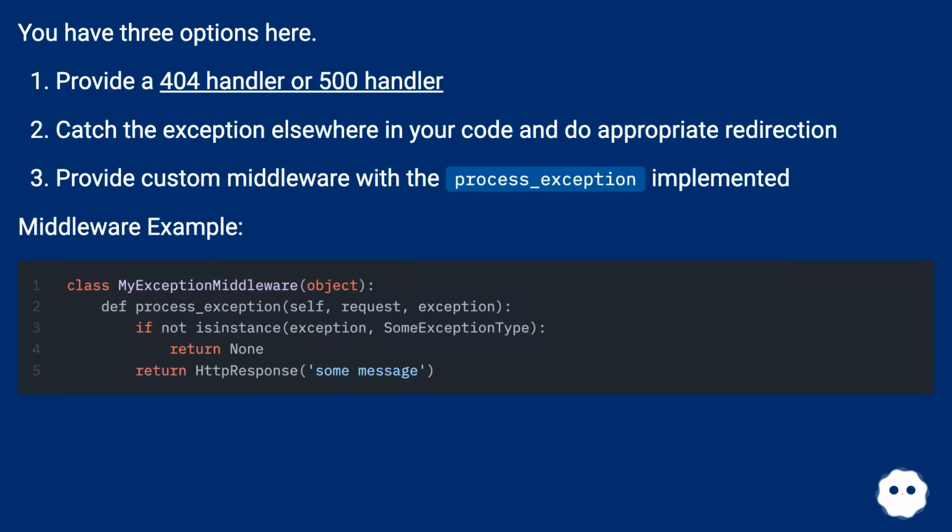You have three options here. Provide a 404 handler or 500 handler. Catch the exception elsewhere in your code and do appropriate redirection. Provide custom middleware with the process_exception implemented. Middleware example.